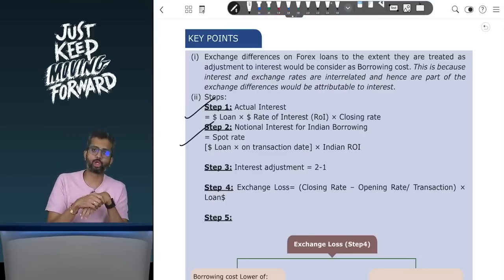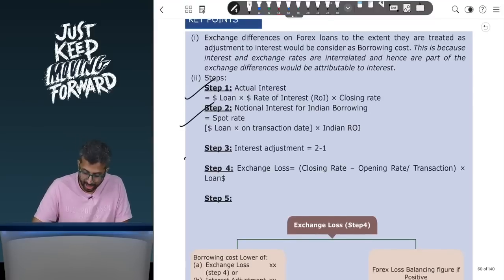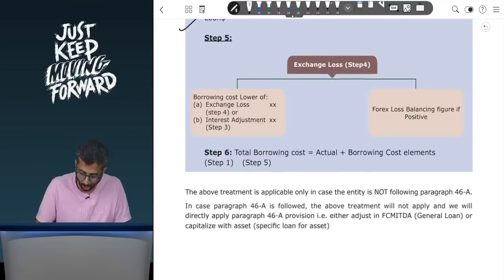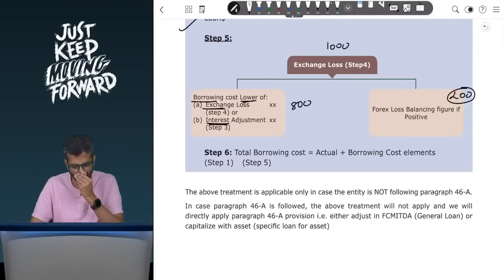However, you will find the exchange loss. So 80, and now the rate is 85. So let us say 85 minus 80, that is 5 rupees per dollar into $100, that will give you the exchange loss. So this exchange loss over here will be taken as in step number 4, interest adjustment and exchange loss, and then lastly you will take the adjustment. What does the law say? Borrowing cost, that is exchange difference, to the extent they are taken as adjustment to interest cost, which means whichever is lower. So over here, if there is a 1,000 rupee exchange loss and this is 800, then the remaining 200 will be taken as a forex loss in the profit and loss account.